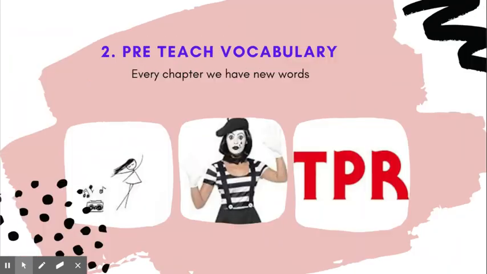Then I pre-teach vocabulary. How do I do this? Well, I can do it by drawing. I'm not good at drawing, but I use stick figures. I can be a mime, using all my body language. And TPR, total physical response, which is awesome for teaching, especially actions, so they respond to different commands. I do this every chapter because every chapter we have new words.